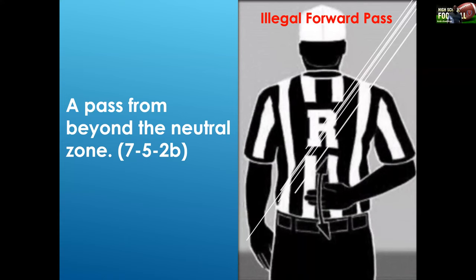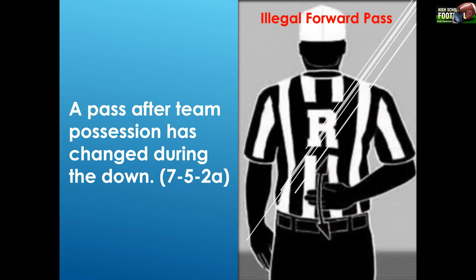All right, let's talk about illegal forward passes. A pass from beyond the neutral zone. Obviously, the legal forward pass is a pass behind or in the neutral zone, so reverse engineer it, right? A pass from beyond the neutral zone would be an illegal forward pass. A pass after team possession has changed during the down. Obviously, if you intercept the ball or a kickoff, you can't throw a forward pass. Backwards passes all you want, but no forward pass.